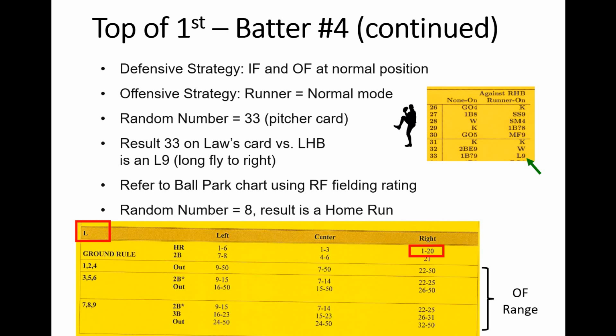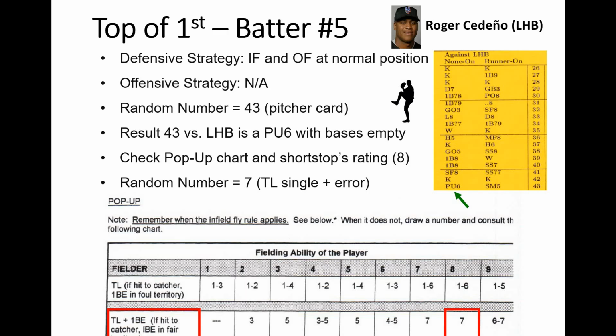Let's move on. Batter number 5, we're keeping the defensive strategy at normal position and nobody on base, so we really don't have an offensive strategy. We're rolling a random number 43. It's Roger Cedeno. He's a left-hand batter. Nobody on. And so we go off the Vernon Law pitcher card, and it's a pop-up to the shortstop.